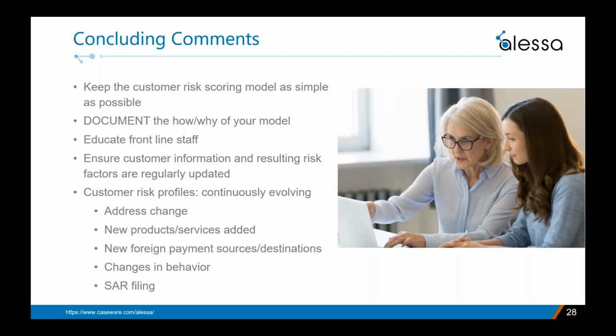And I must say, this is probably one of the biggest challenges that's faced not just by financial institutions, but all types of organizations, keeping up with customer information. And unfortunately, I have no easy solution to this. If I did, I could probably make millions.